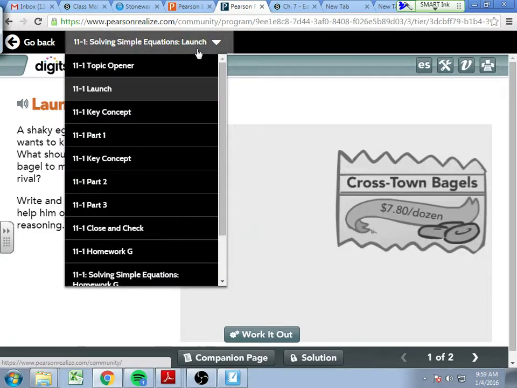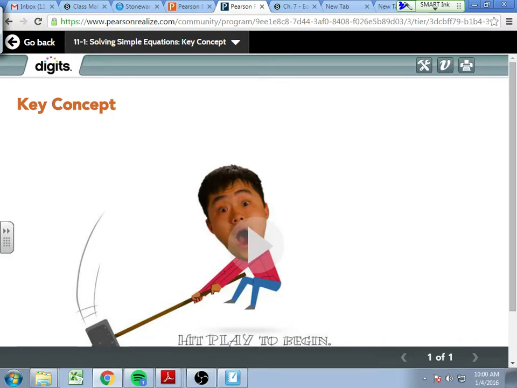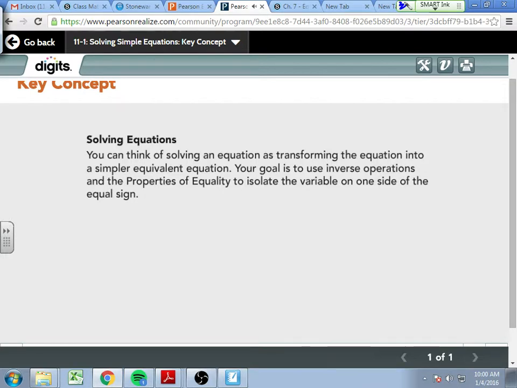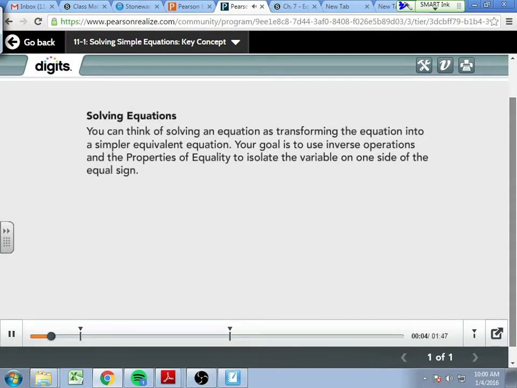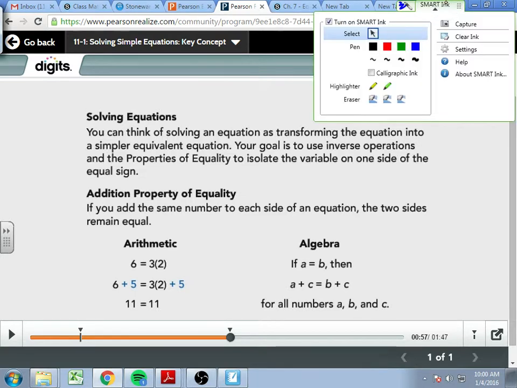So, our properties of equality. We start easy with addition and subtraction. I'm just going to whiz through this really fast. You can think of solving an example equation as transforming the equation into a simpler equivalent equation. Here we're just showing that if a equals b, then a plus c equals b plus c for all numbers. If I add something to both sides, I know that 6 is equal to 3 times 2. I know that this is a fact. It is true, so it's an equation. If I add 5 to both sides, it stays the same because I did the same thing to both sides.